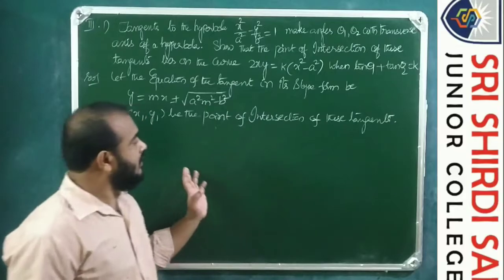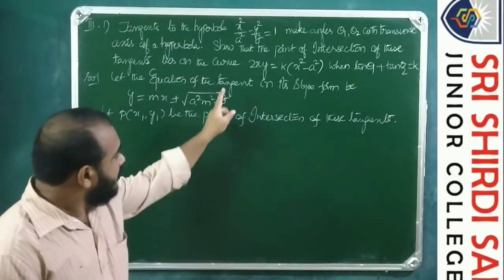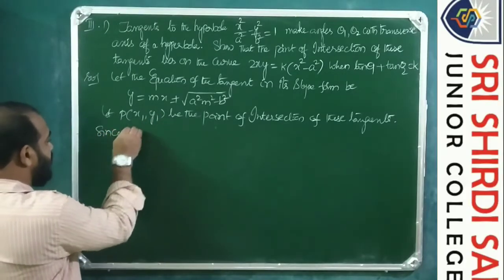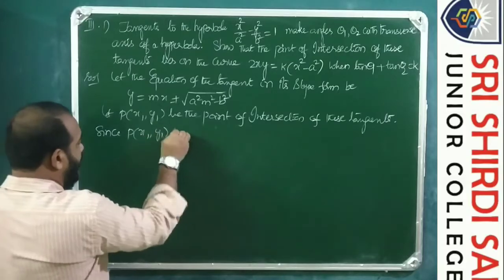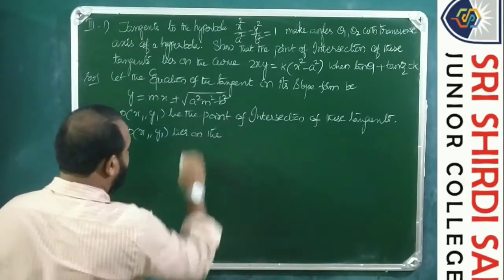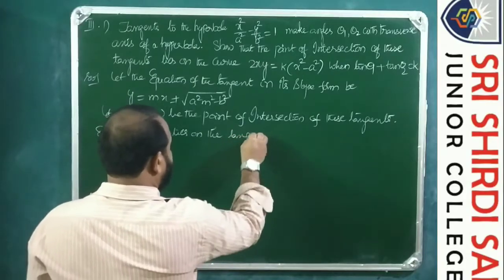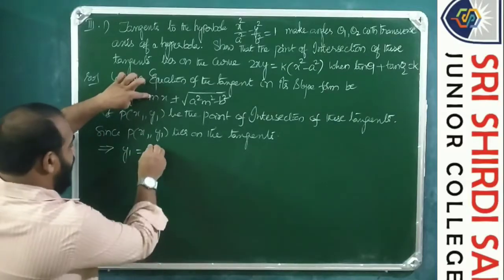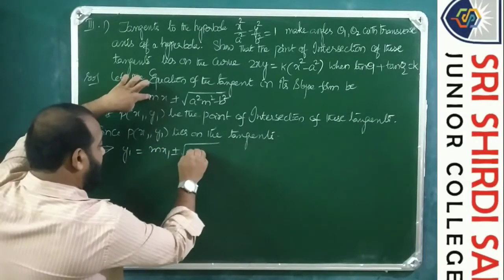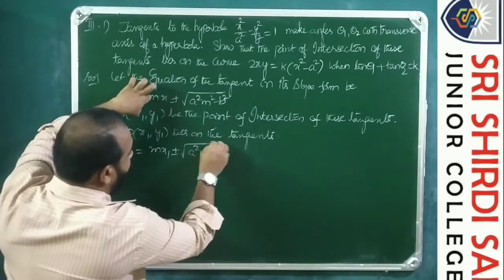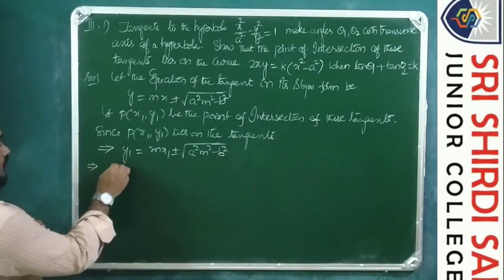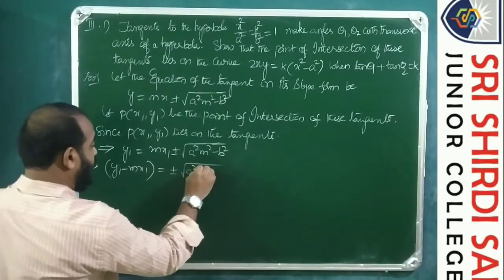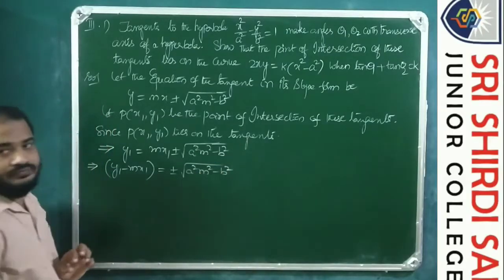P(x1, y1) is the point of intersection. That means the tangents are passing through P(x1, y1). Since P(x1, y1) lies on the tangents, it implies y1 is equal to m x1 plus or minus square root of a square m square minus b square. So y1 minus m x1 is equal to plus or minus square root of a square m square minus b square.